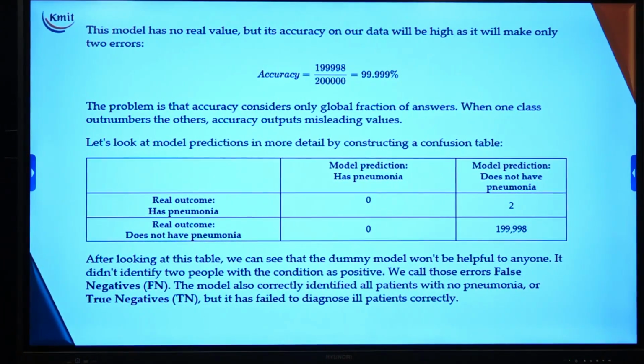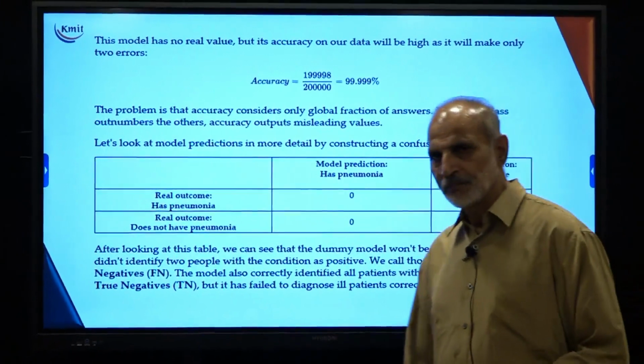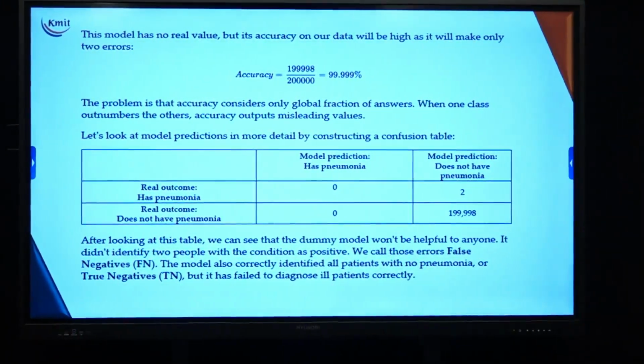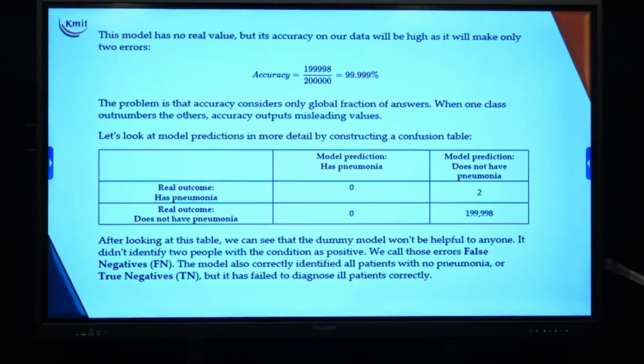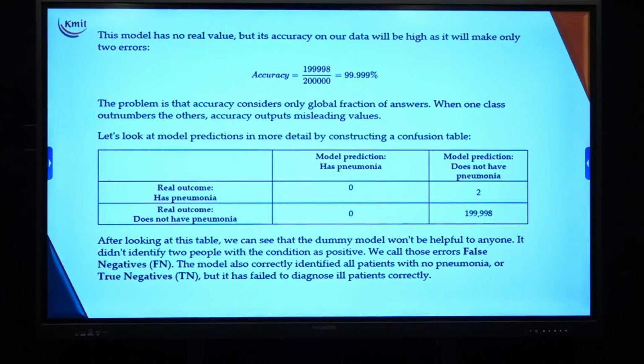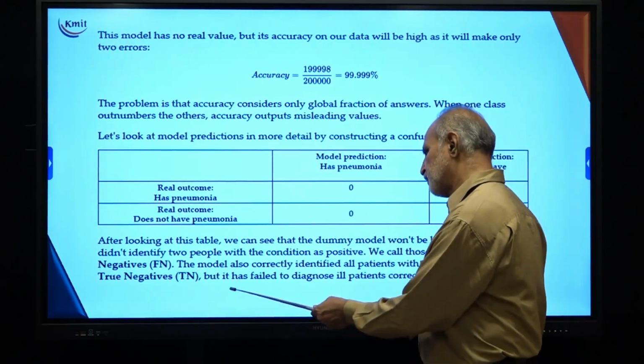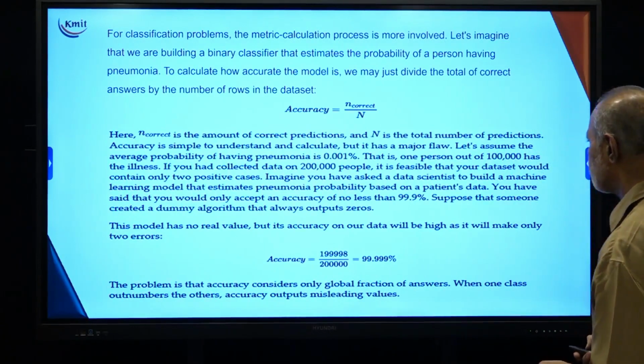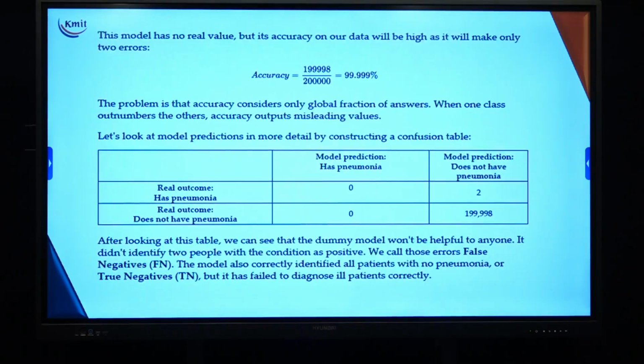A person does not have pneumonia, but you have predicted that they have pneumonia, that is a false positive. The person has pneumonia, but you have detected that they do not have pneumonia, so that is a false negative. This kind of misdiagnosis is a big problem in our machine learning algorithms, and that is how we solve the problem using true positives and true negatives.